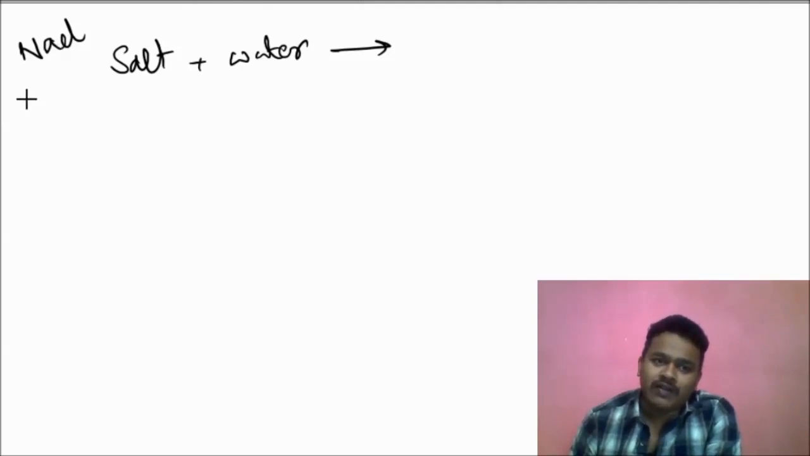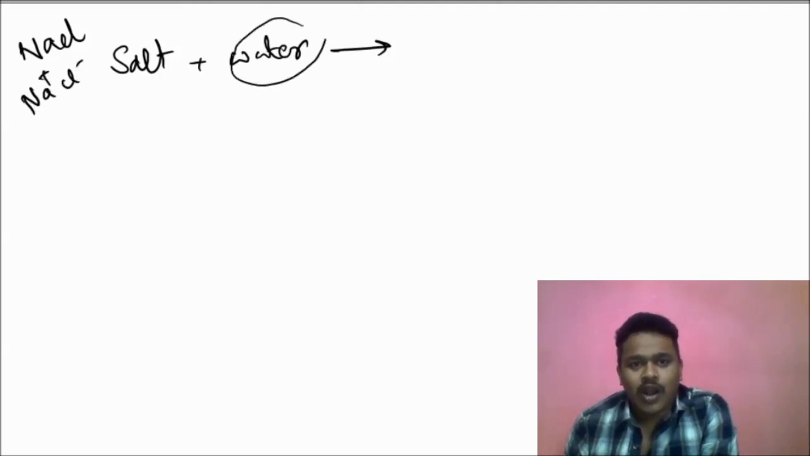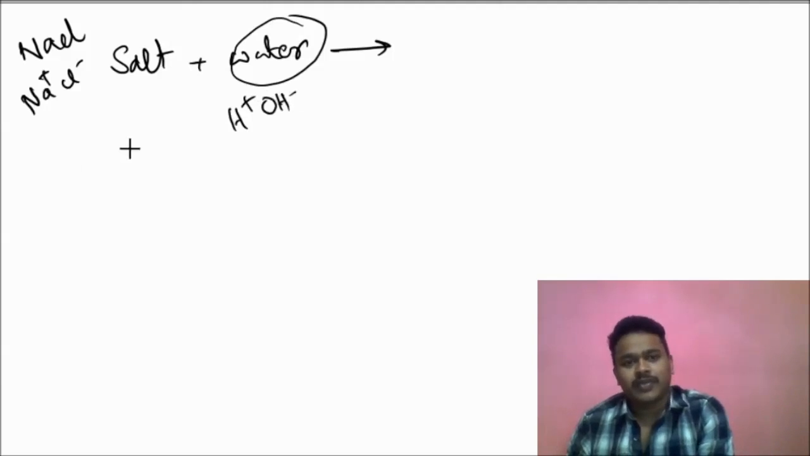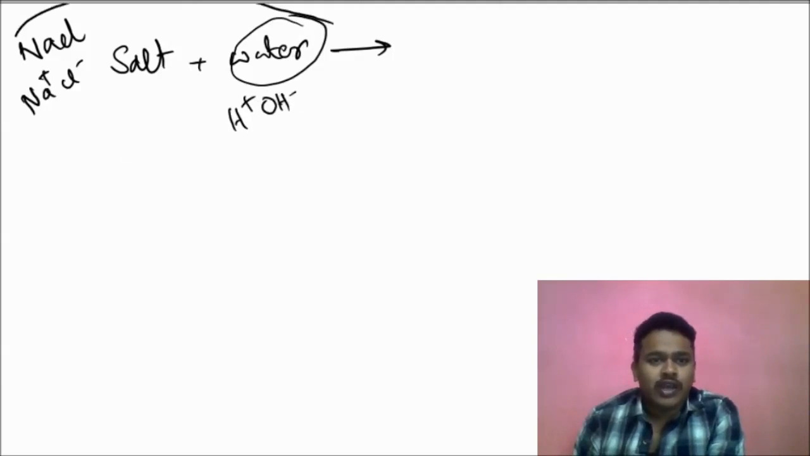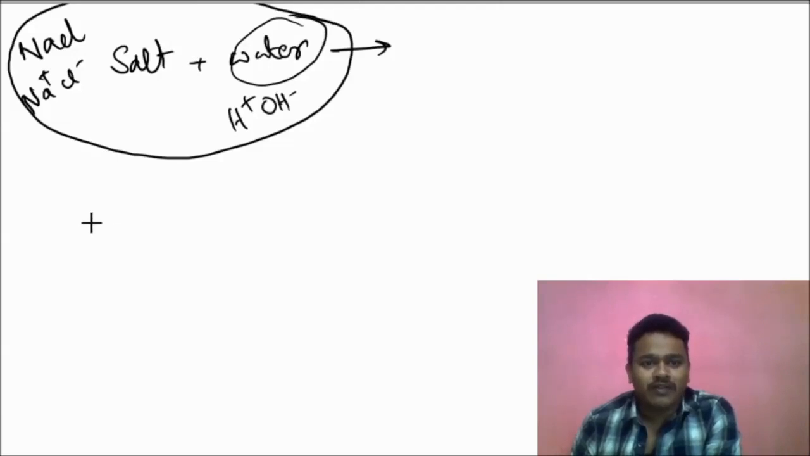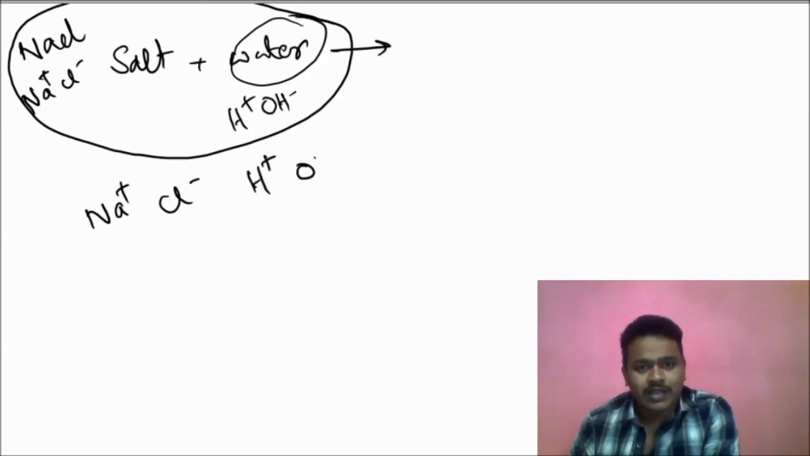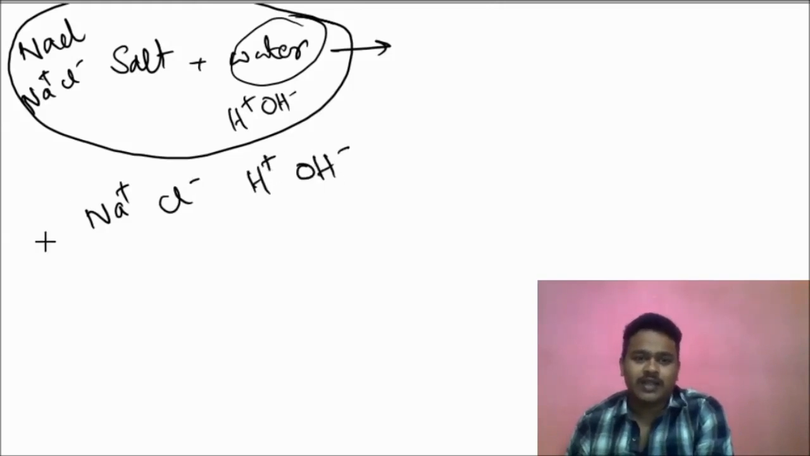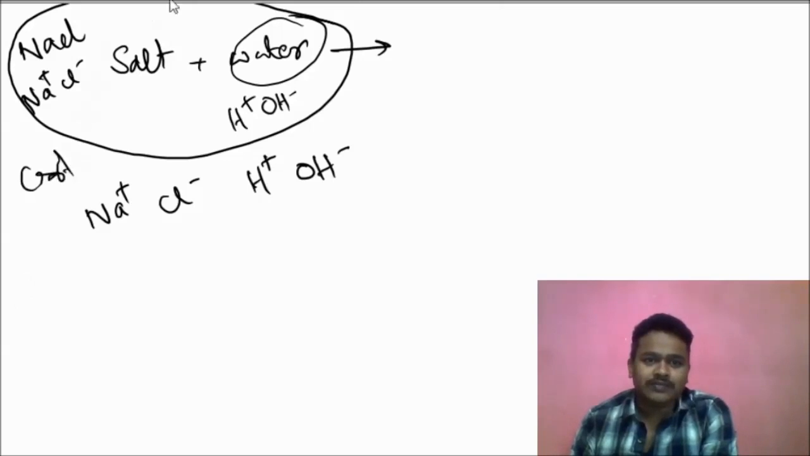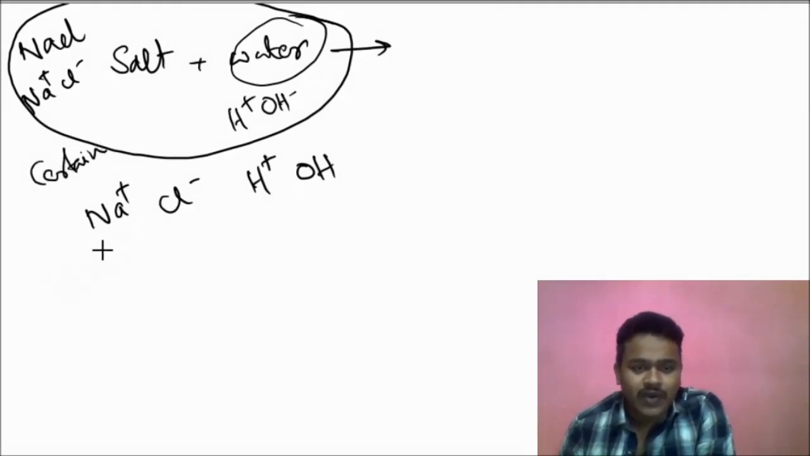Here, salt means what will be there? Na plus and Cl minus will be there. Water means what will be there? H plus and OH minus will be there. In this salt solution, what will be there? Na plus cations are there, anions are there, H plus ions are there, OH minus ions are there. In certain cases, what will happen?